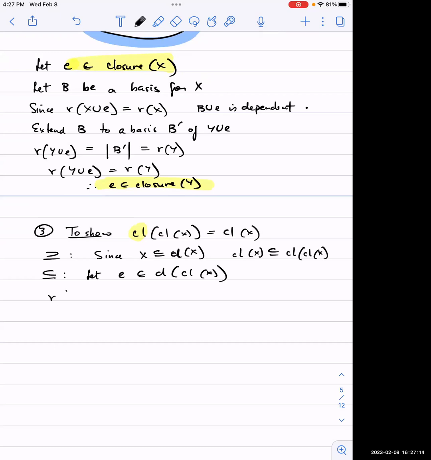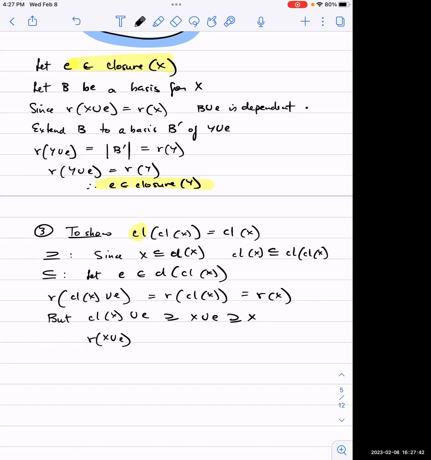So rank of the closure of X union E equals rank of the closure of X, and that's the rank of X. But closure of X union E contains X union E, and that contains X, right? So rank of X union E is equal to rank of X. Therefore, E is in the closure of X.